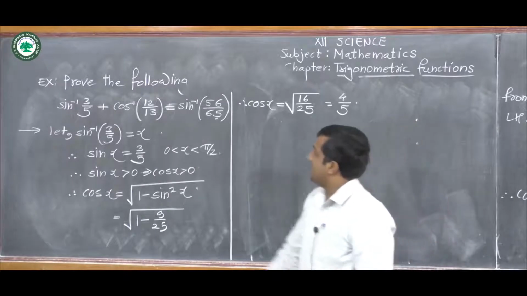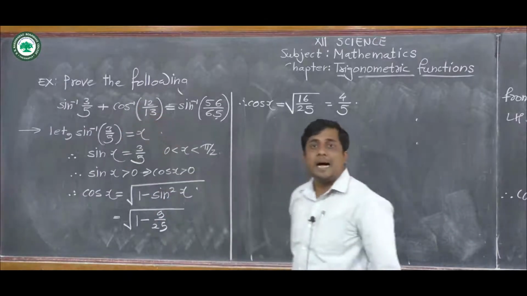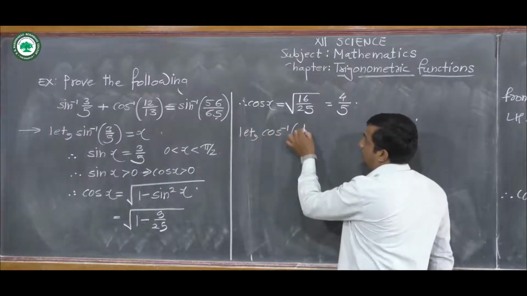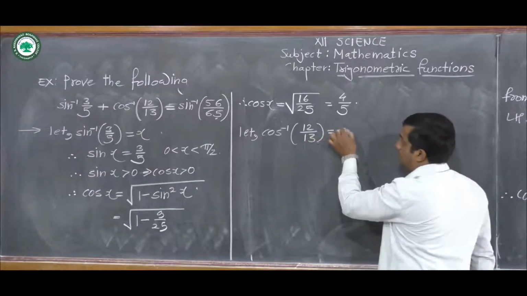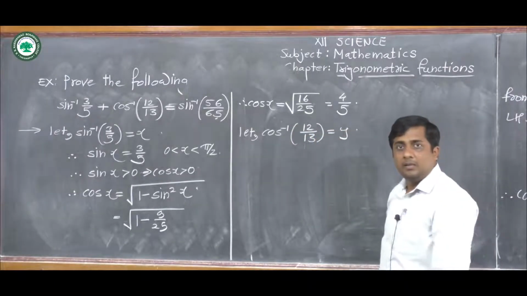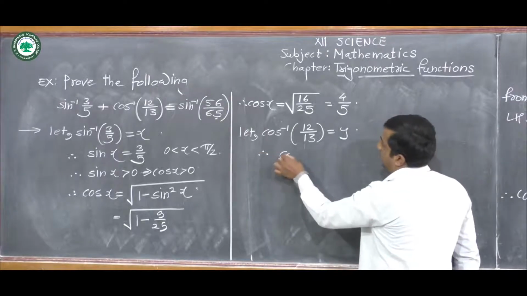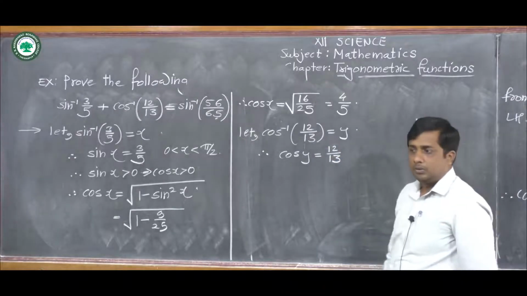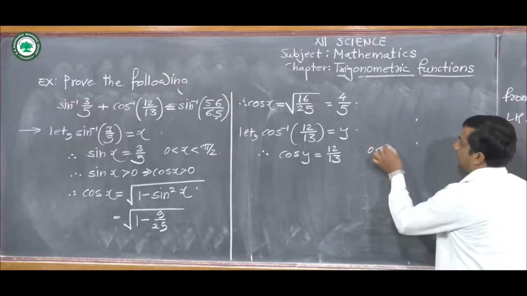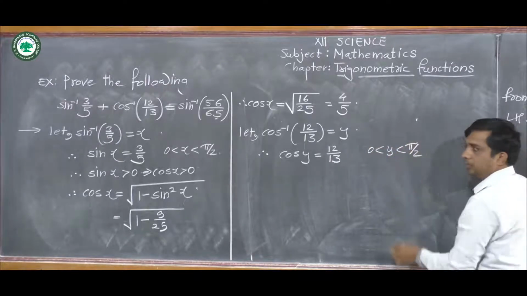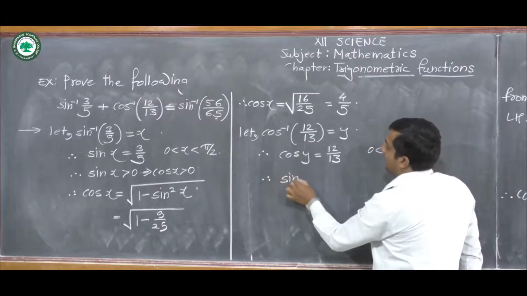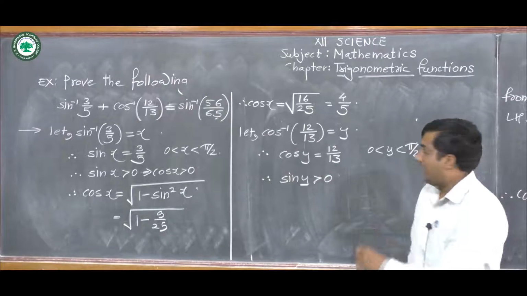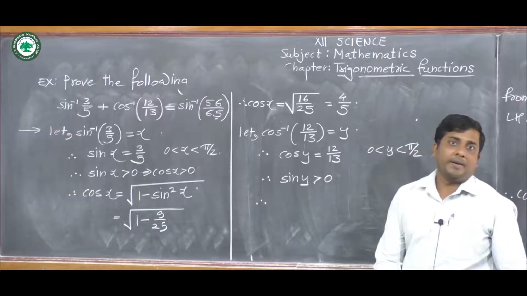Now in second, we consider cos inverse of 12 by 13 as y. Let cos inverse of 12 by 13 be equal to y. Then by using the definition, cos y is equal to 12 by 13. Here y lies in between 0 and pi by 2, therefore sin y is greater than 0. Let's find sin y by using our first fundamental identity.